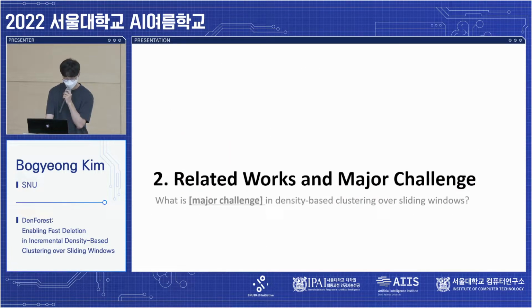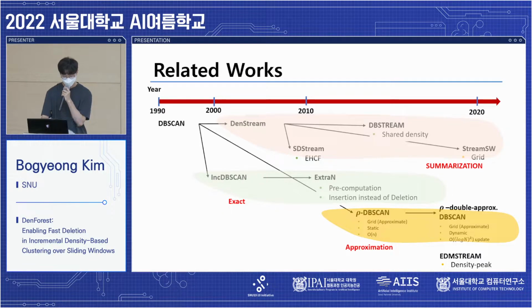Then I will introduce some related works and the major challenge in this task. DBScan is one of the earliest and most popular works for density-based clustering. However, it is an algorithm for static data sets, so it cannot be used to continuously update the clusters. Therefore, many works have been proposed since then.